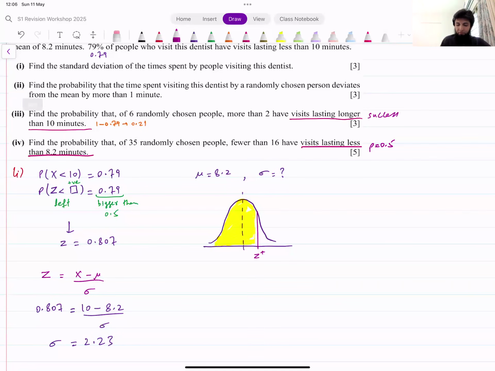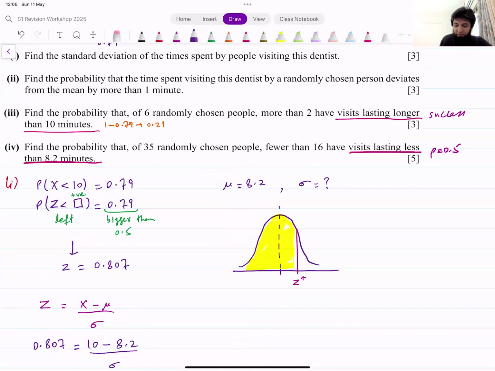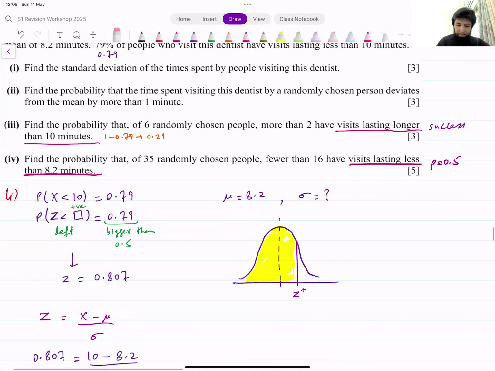Now, the second part is what I want to focus on. It says, find the probability that the time spent visiting this dentist deviates from the mean by more than 1 minute. How do you understand that? Deviates from the mean by more than 1 minute. Now, what's the mean? The mean is 8.2.